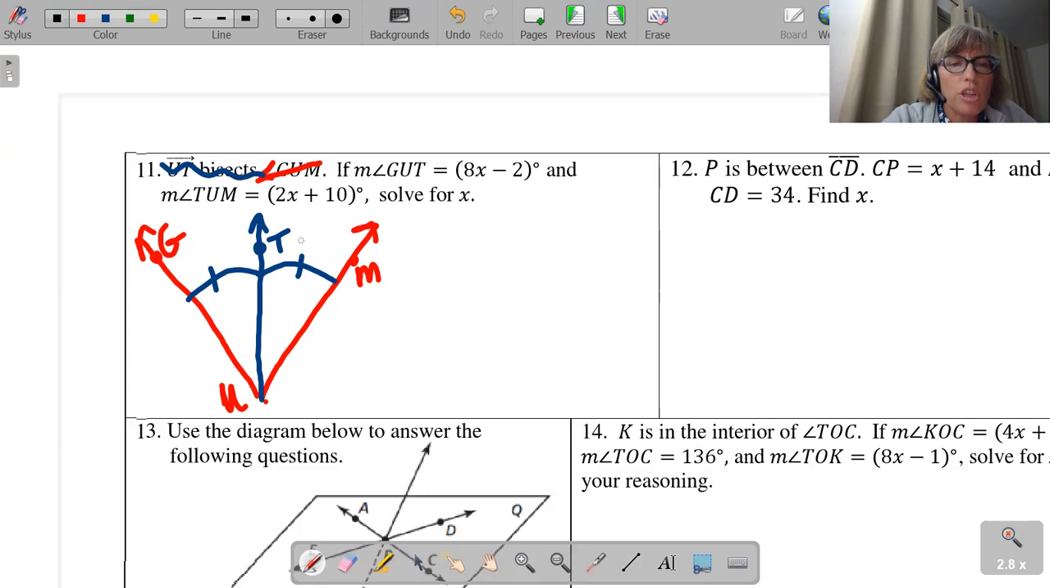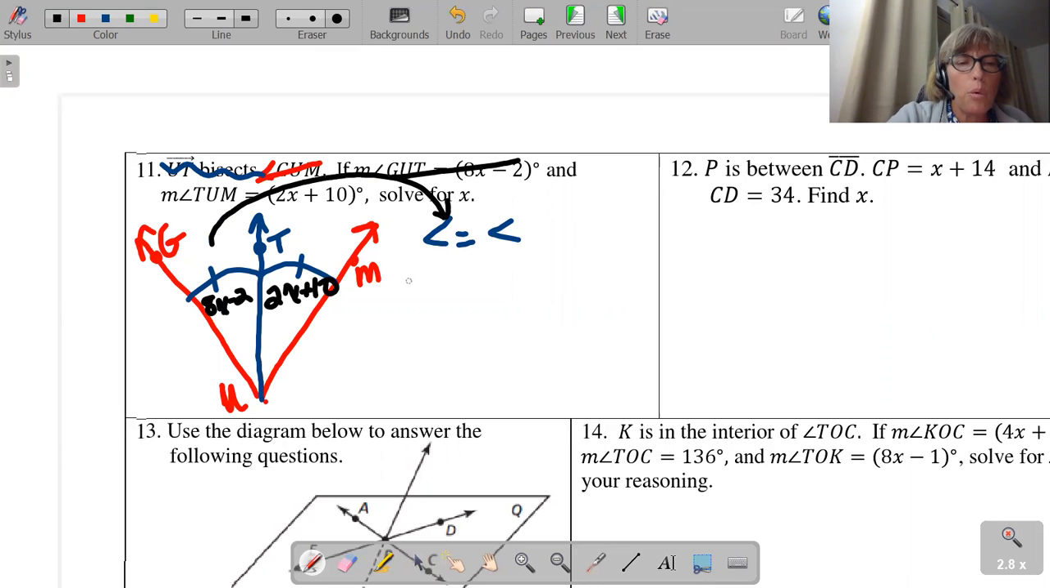And here we have GUT, 8x minus 2. TUM is 2x plus 10. Ask you to solve for x. Well, what we know to be true here is that the angles are of equal measure. So then you can go like this. One angle equals the other angle.